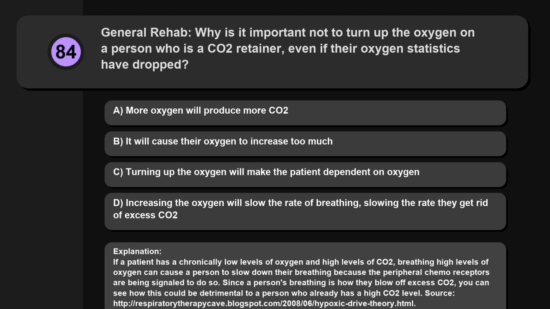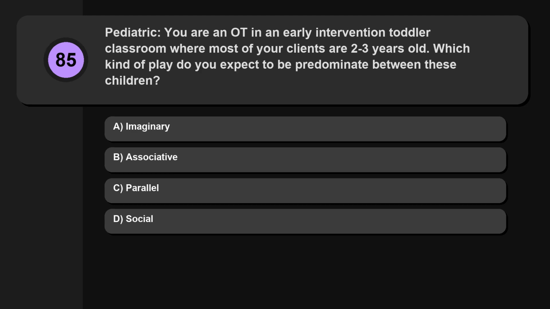If a patient has chronically low levels of oxygen and high levels of CO2, breathing high levels of oxygen can cause a person to slow down their breathing because the peripheral chemoreceptors are being signaled to do so. Since a person's breathing is how they blow off excess CO2, you can see how this could be detrimental to a person who already has a high CO2 level. Source: respiratorytherapycave.blogspot.com, hypoxic drive theory. Question 85. Pediatric.